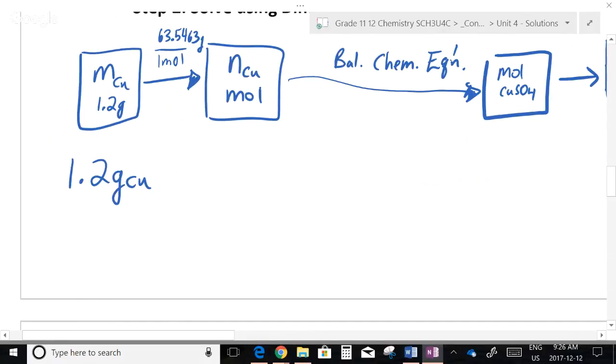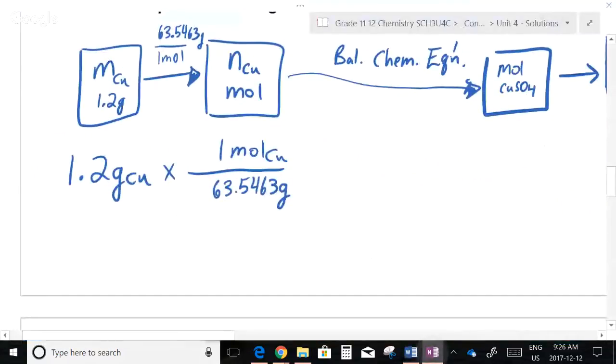What should I do next? Cool. So we know 1 mole of copper weighs how much? 63.5463. If I stopped calculating now, what would I know? I'd know how many moles of copper I have. But of course, I'm not interested in how many moles of copper I have, so what do I have to do next?